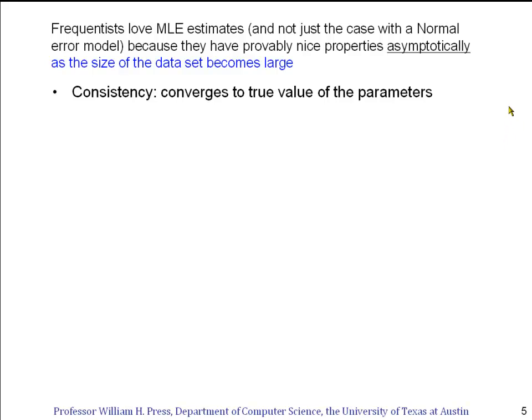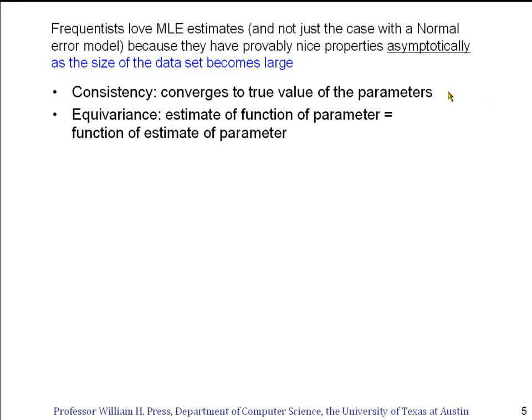Consistency. The MLE estimate of a parameter will converge to the true value of that parameter. Equivariance, so-called. If we want to know a function of the parameters, if we want to estimate that, for example, B3 times B5 would be a function of the parameters, the estimate of the function of the parameters becomes asymptotically the same as the function of the estimate of the parameters. That's a nice property to have. And MLE estimates are all asymptotically normal.